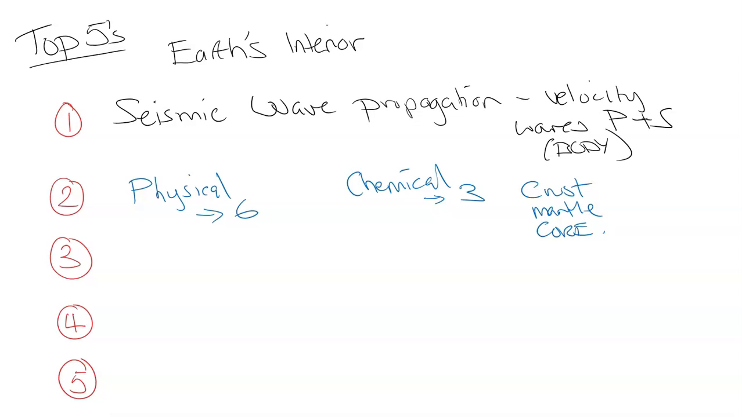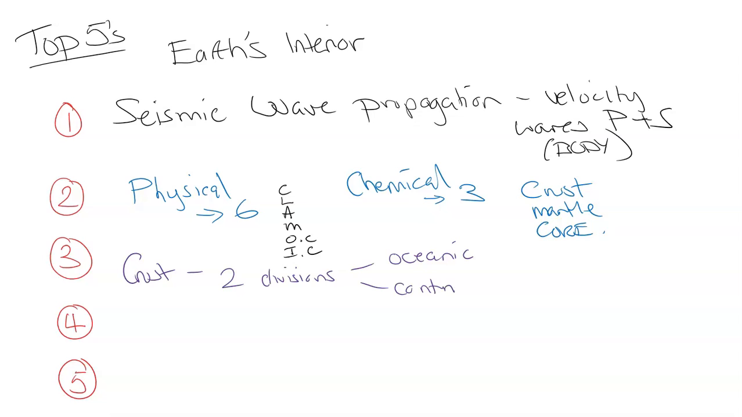slight changes in the composition, and we divide it into the crust, the lithosphere, asthenosphere, mesosphere, outer core, and inner core. The next one is our lovely crust, our top layer, our thinnest layer that we live on, and the crust is in 2 separate divisions, one being the oceanic crust, and the other one being the continental crust.